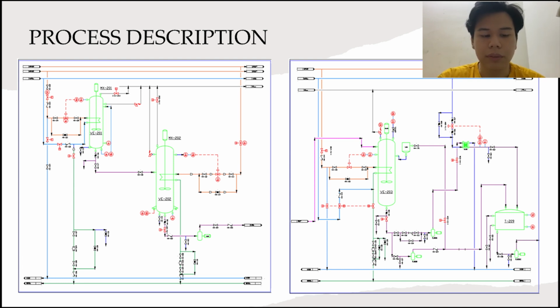Last but not least, the final product, which is the biodiesel, will be transferred into tank T209 to be stored. The process procedures are also the same as the previous ones. That is all for the process description.